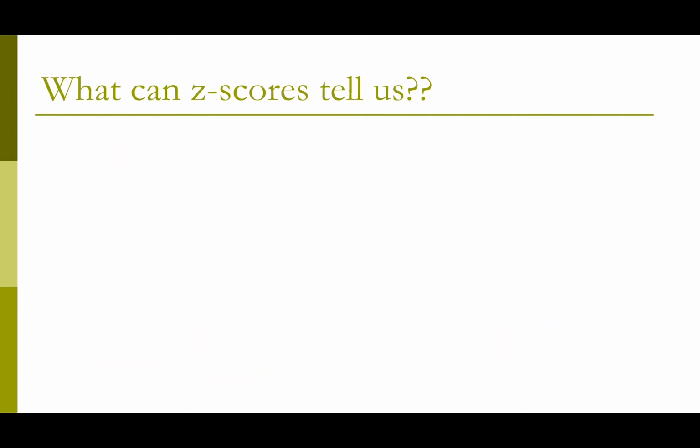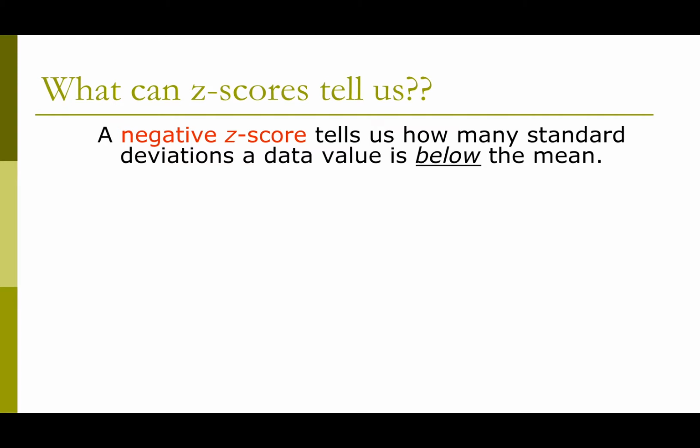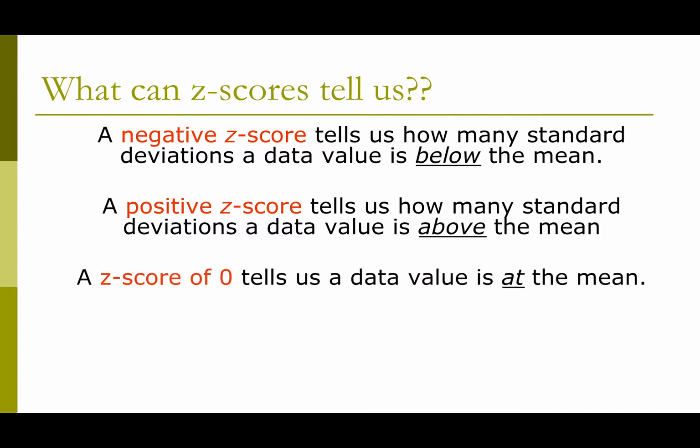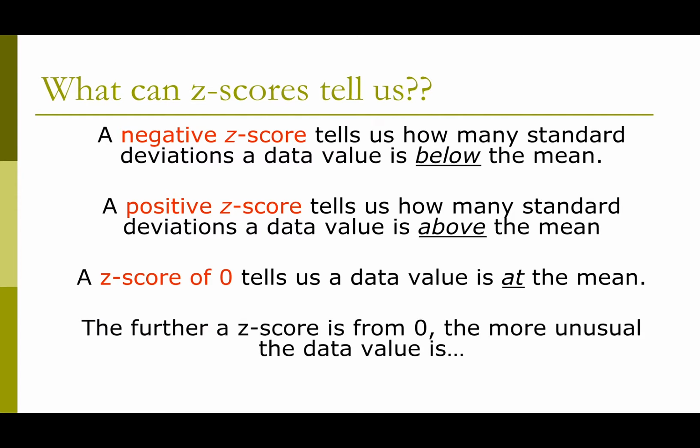So what can z-scores tell us? A negative z-score tells us how many standard deviations a value is below the mean. A positive z-score tells us how many standard deviations a value is above the mean. And a z-score of 0 tells us that a data value is at the mean. So the further away a z-score is from 0, the more unusual the data value is.